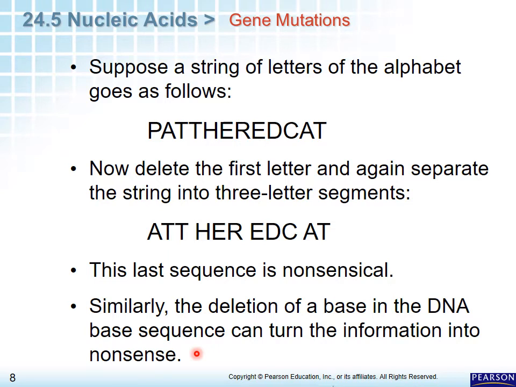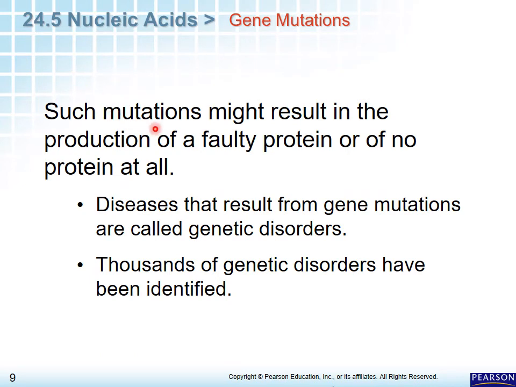Same thing, another example. Suppose you are going to prepare any food like a pizza. In the pizza, instead of putting cheese, you are putting milk. Is it feasible? No. So same thing here, if you change a recipe or code, the DNA molecule is going to be nonsense. Such a mutation might result in the production of a faulty protein or of no protein at all. So diseases that result from gene mutation are called genetic disorders. Thousands of genetic disorders have been identified.